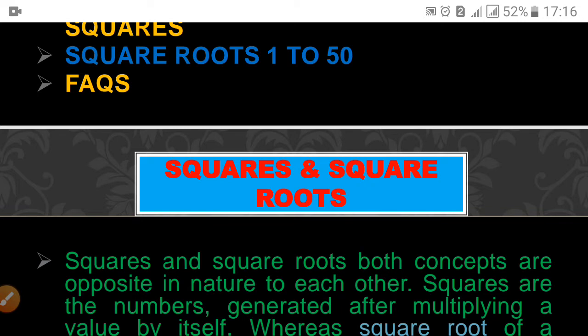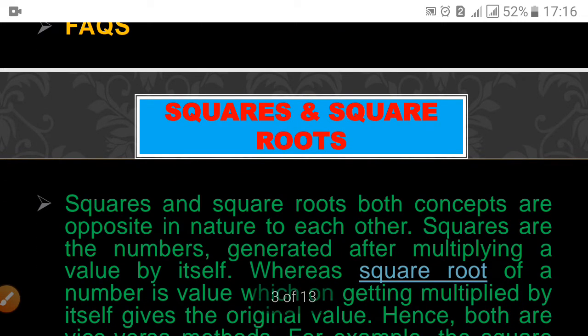So squares and square roots are used in our daily life, and we use them in every aspect of life. So try to understand these concepts.